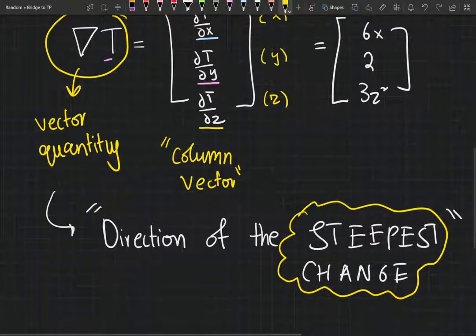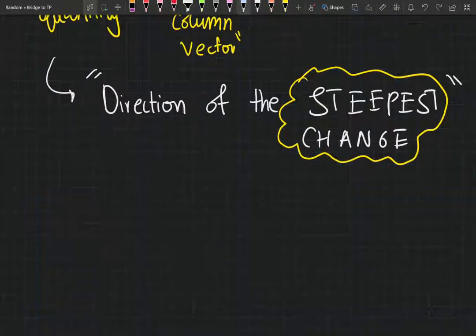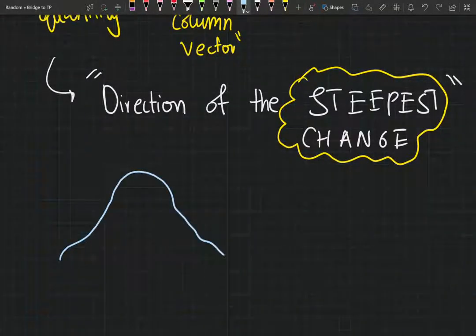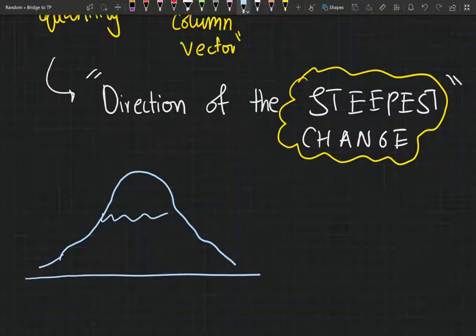And just to make it even more visual, let's say I have a mountain. That's my attempt at drawing a mountain. This is the front view of the mountain.